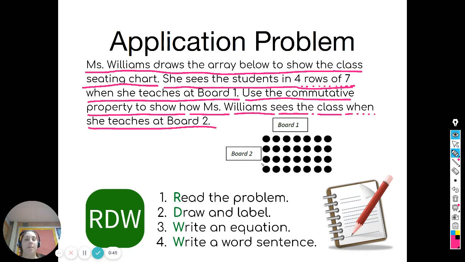Okay, and here is that picture. So when she's teaching from board 1, she looks at the class and sees 4 rows of 7. Now it's asking you to use the commutative property to show how Miss Williams sees the class when she teaches at board 2, which is the board over here. I left the directions up here for the RDW process. Read the problem, draw and label, write an equation, and write a word sentence answer. Go ahead and pause the video until you've solved the equation.